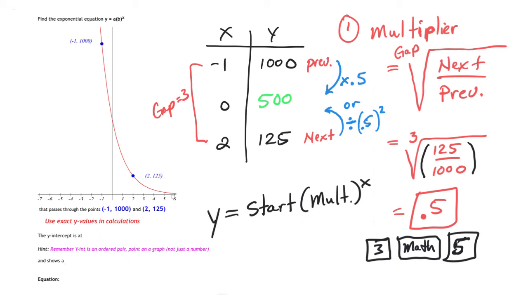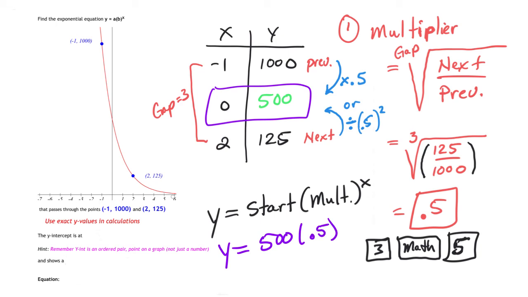And then once you've got the starting value, then you can take this value right here and write the equation. You'll say y equals 500. What's your multiplier? 0.5 to the power of x. That's your answer for the equation.